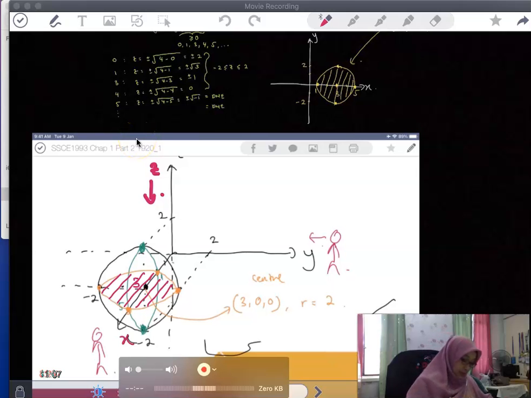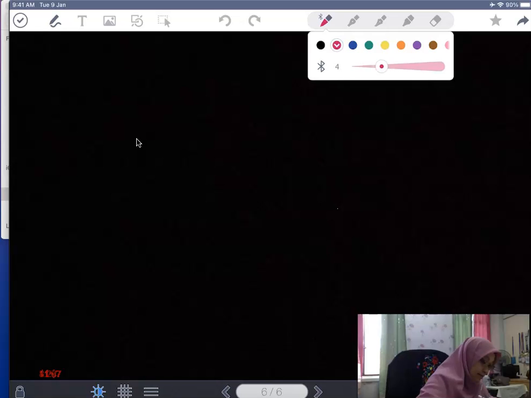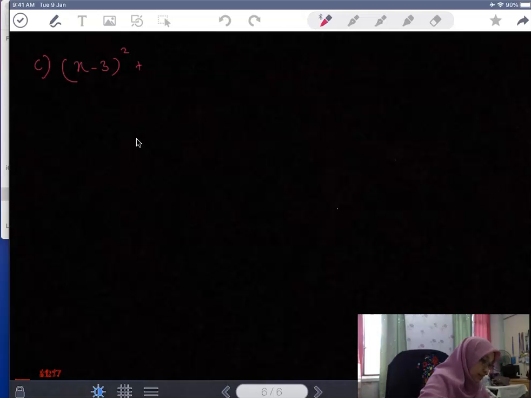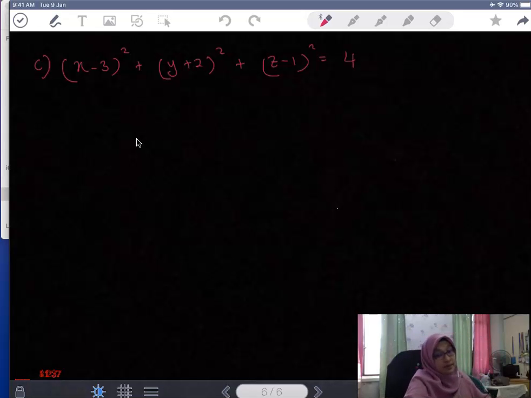Okay, so next we want to look at the third one, the third sphere, where we have C. The equation is x minus 3 squared. Okay, a similar size of sphere, but now the center is no longer on y and z equal to 0. We shifted it somewhere, this way and this. Now we want to focus on finding the range and domain.